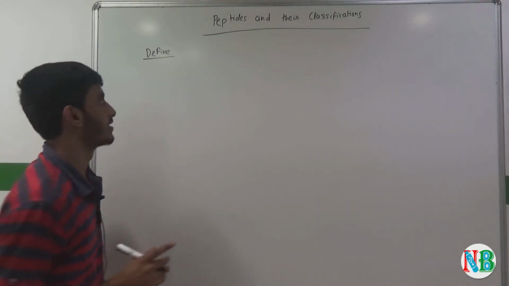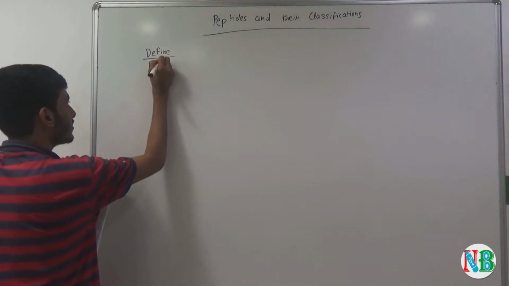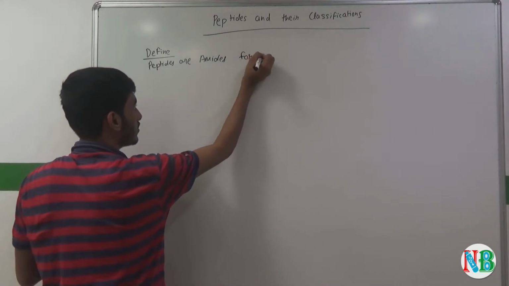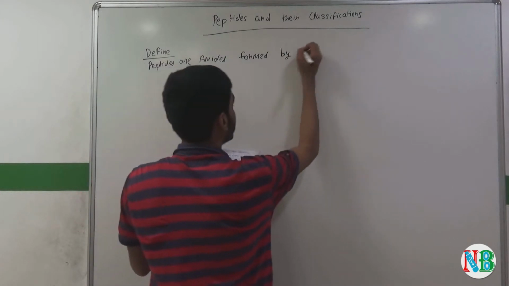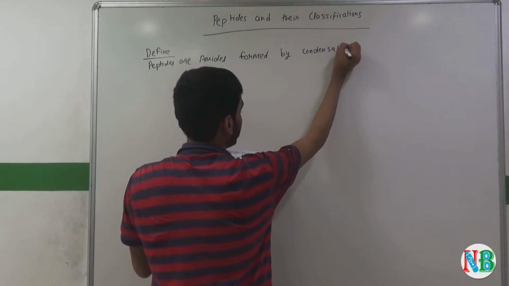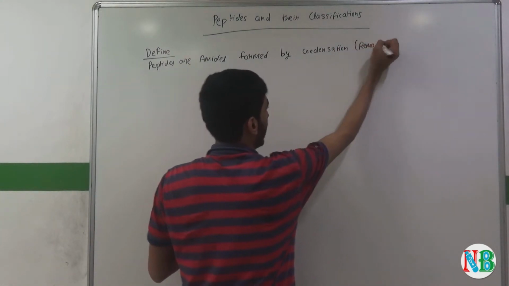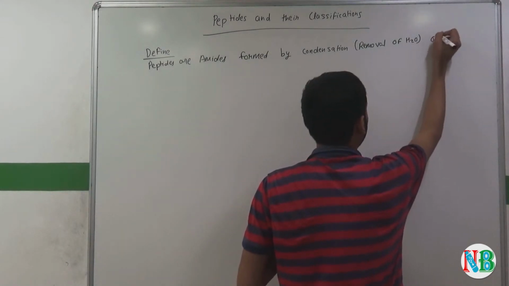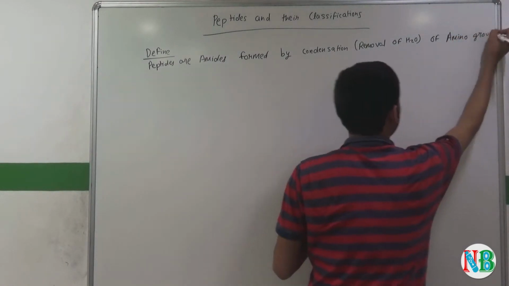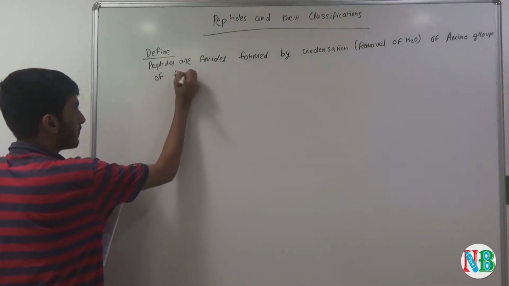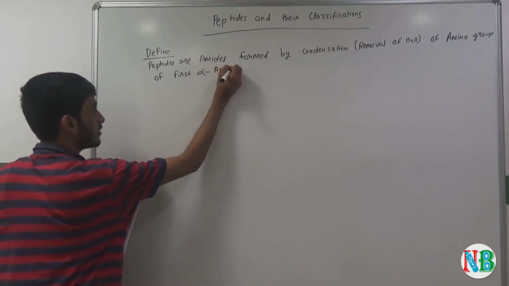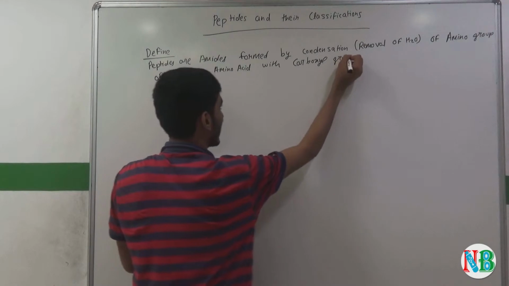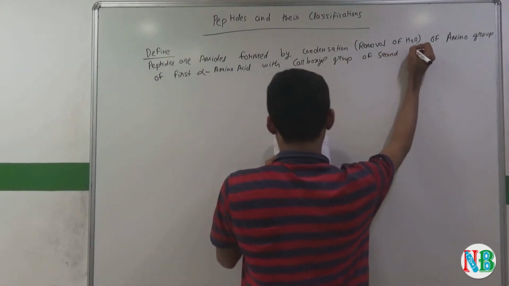So peptides are amides. The first thing is that peptides are amides that are formed by the condensation, or removal of H2O. In simple words, removal of H2O of the amino group of the first alpha amino acid with the carboxyl group of the second molecule.